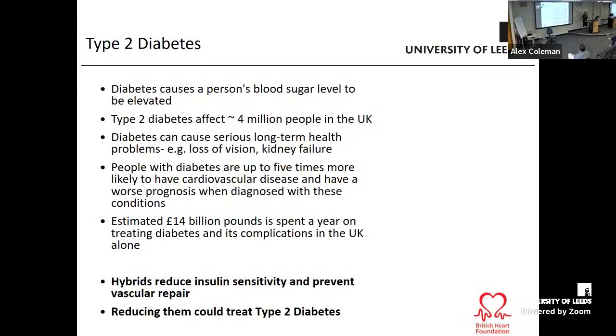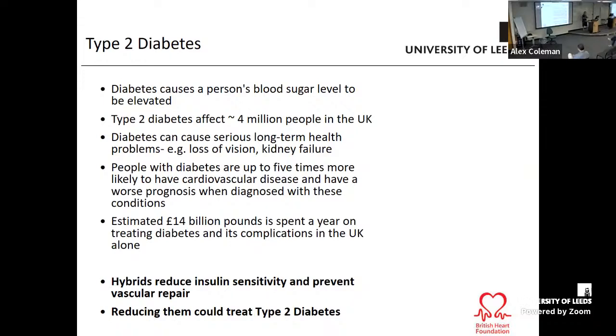So briefly, type 2 diabetes is when people's blood sugar levels become elevated. It affects around 4 million people in the UK. It can cause serious long-term health problems like loss of vision and kidney failure. As well as this, people with diabetes are about 5 times more likely to have cardiovascular disease, and they also have a worse prognosis when diagnosed with these conditions. It costs the NHS at least £14 billion per year to treat diabetes and its complications.